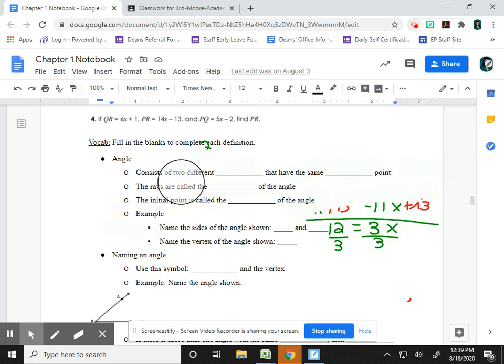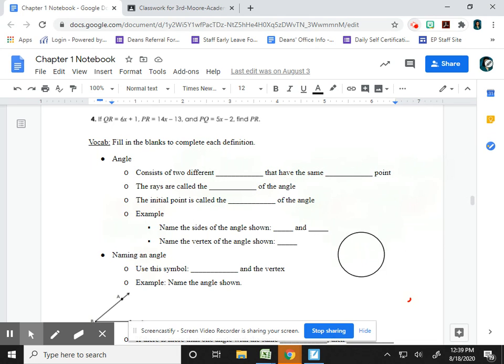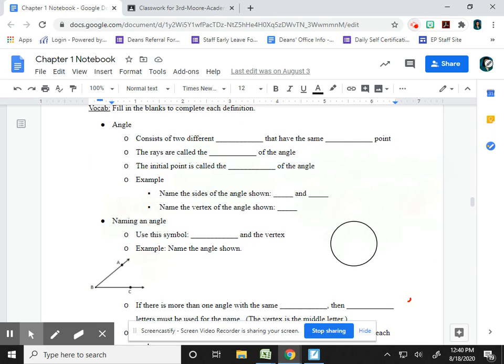Okay, so we've talked about lines, we've talked about planes, but we haven't talked about the angles themselves. So filling in the blanks for this, what is an angle? An angle consists of two different rays that have the same endpoint. It's where they're going to start. The rays are called the legs of the angle, and the initial point, the endpoint, is called the vertex.